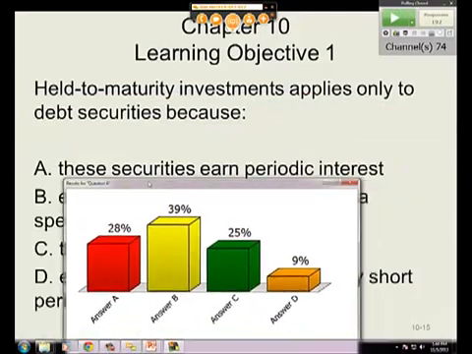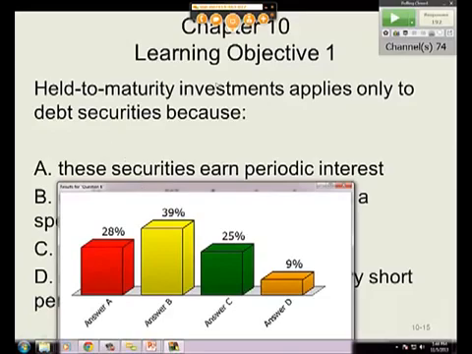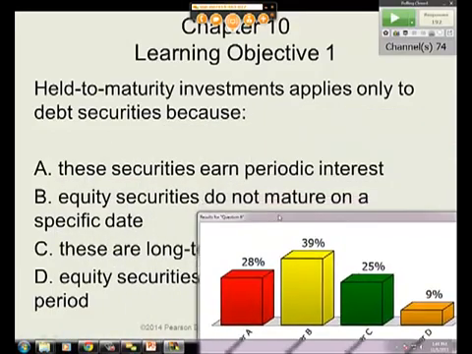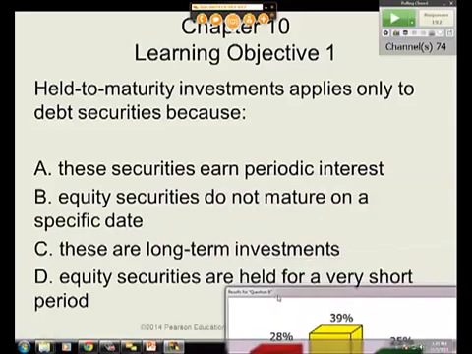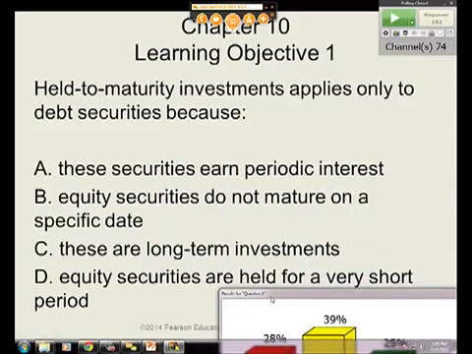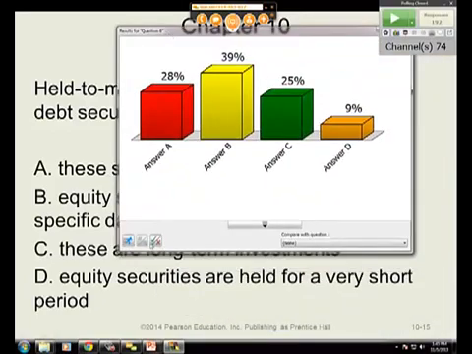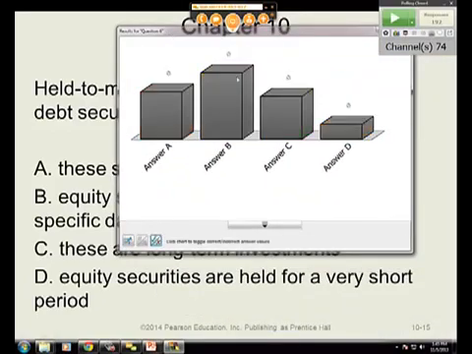The answer is B, but it's not because they earn periodic interest. It's because they mature. Let me give you a hint. Held to maturity, they mature on a specific date. Anyway, it's not because they earn interest. The answer really lies in the fact that it only includes debt, because equity securities would not qualify. Equity securities do not have a specific maturity date. It has nothing to do with whether or not you hold equity for a short period of time. D may not be true either, so it's got to be B in this case, okay?